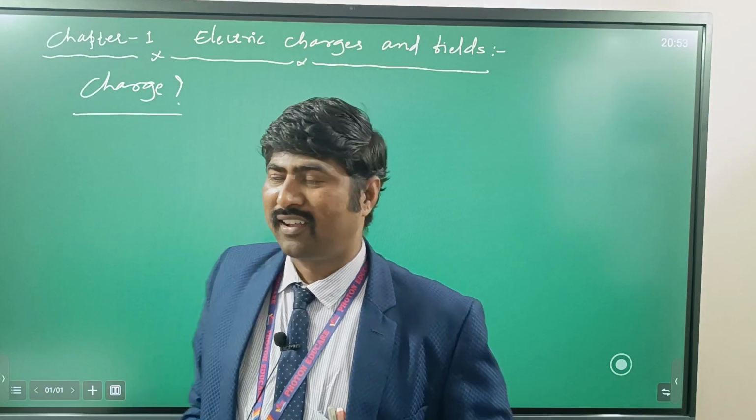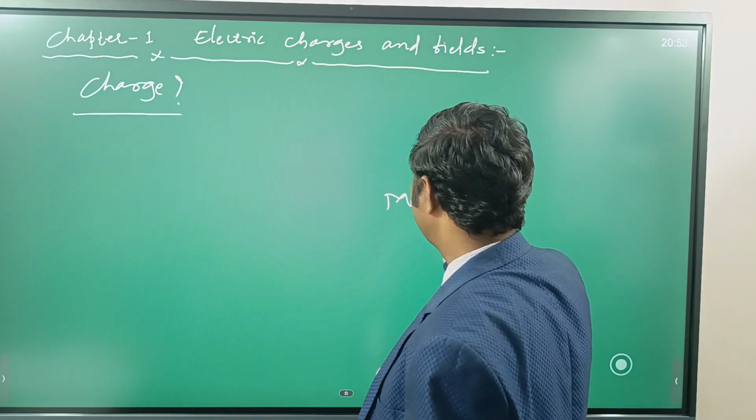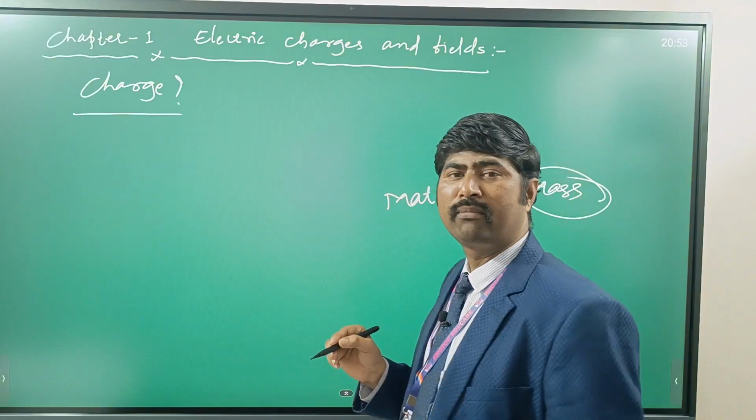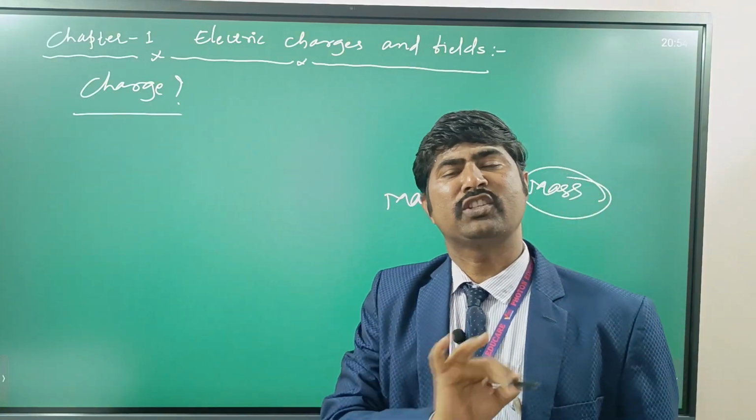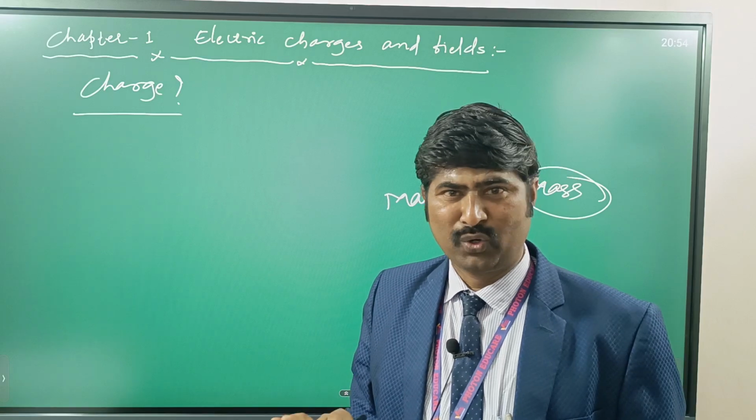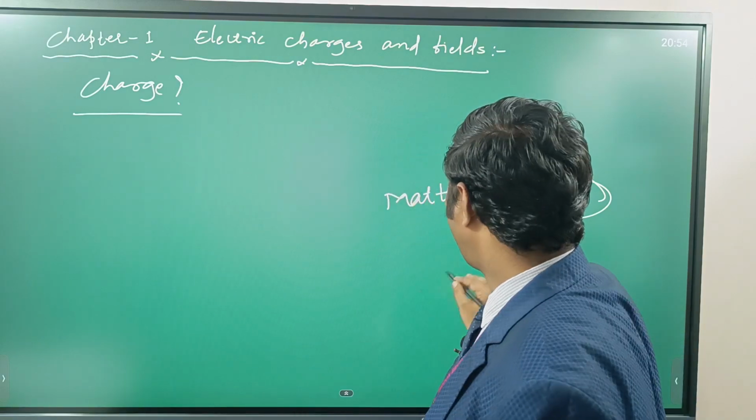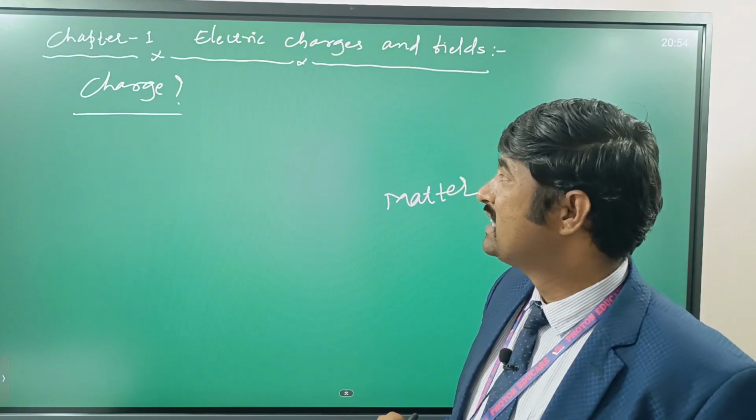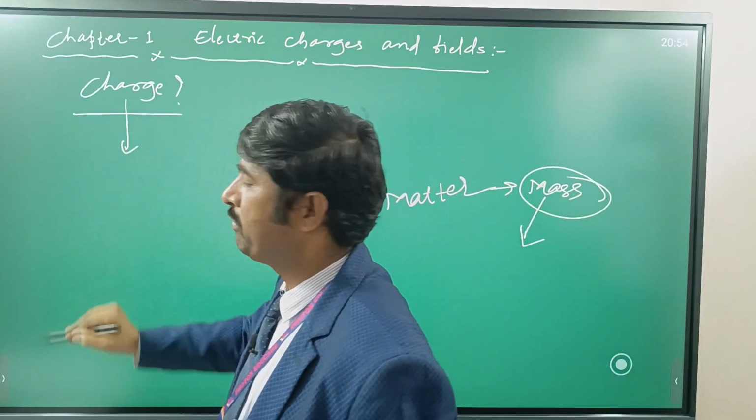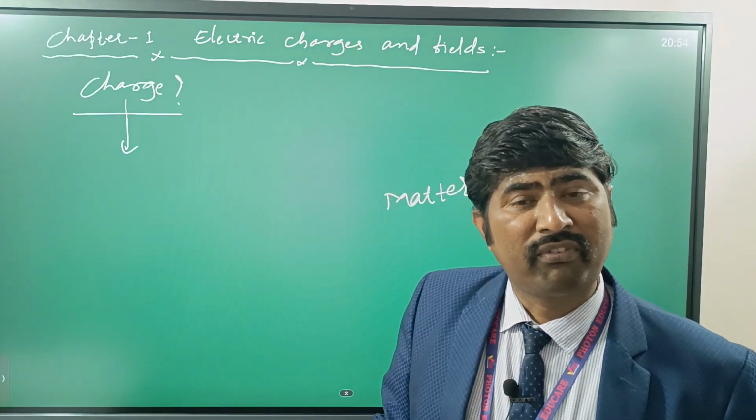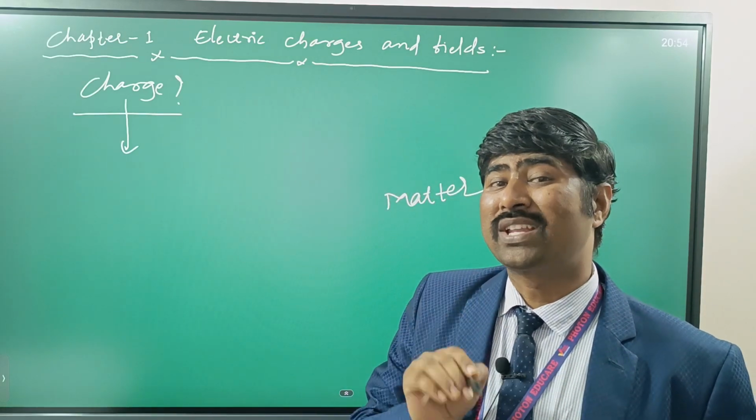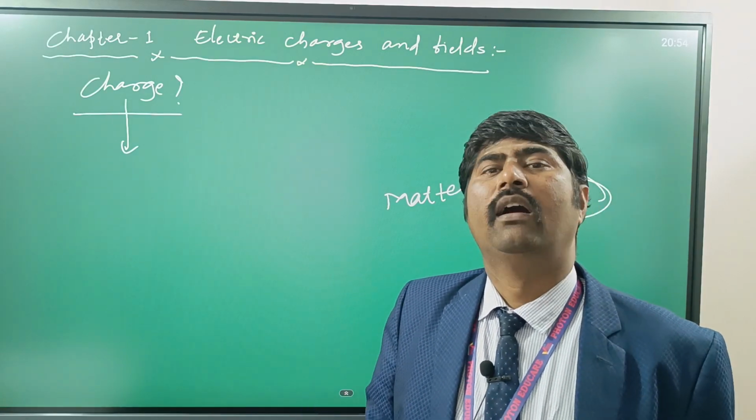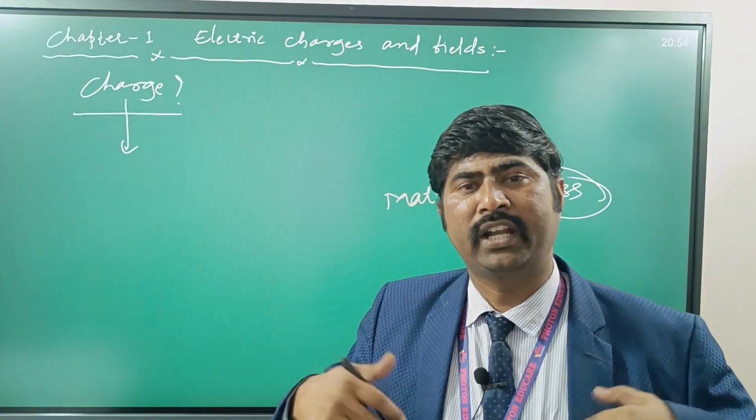See, when you are talking about matter, we are very familiar with mass. Mass is the fundamental property of matter. Without mass, no body exists. Similarly, charge is also a fundamental property of matter, and you can say that it is an intrinsic property. Intrinsic means the inherent property of the material.